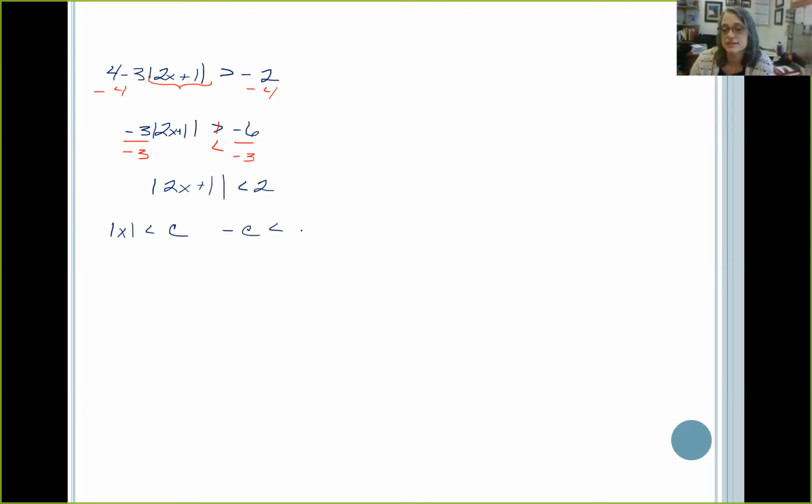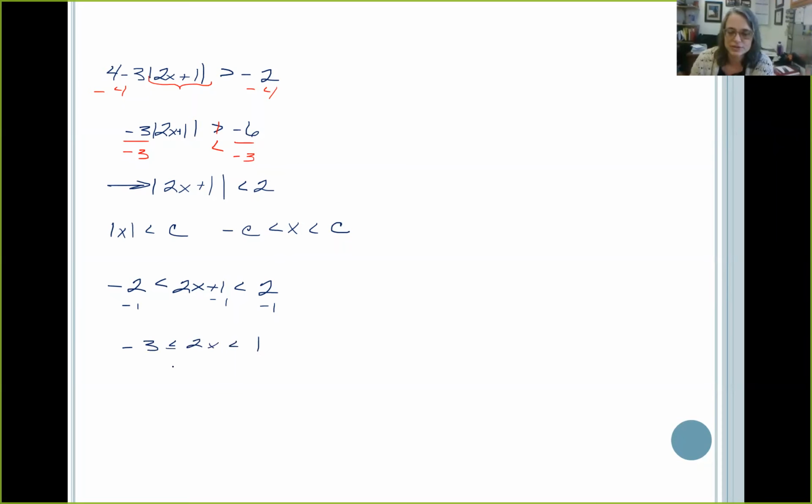Okay, this fits my absolute value of x less than c pattern, which I rewrite as negative c is less than x is less than c. So I'll rewrite this as negative 2 is less than 2x plus 1, which must also be less than 2. Subtract 1 from all three sides. Get negative 3 is less than 2x is less than 1.